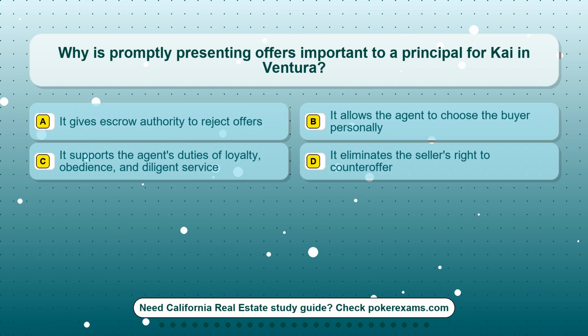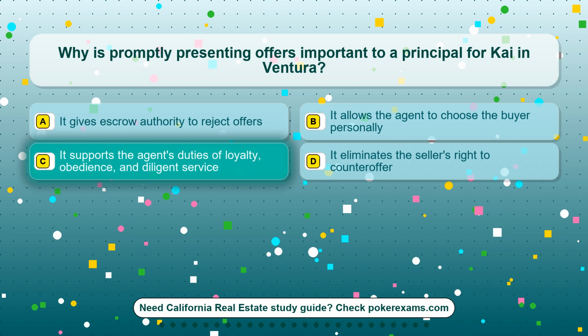Question 18. Why is promptly presenting offers important to a principal for Kai and Ventura? Option A, it gives escrow authority to reject offers. Option B, it allows the agent to choose the buyer personally. Option C, it supports the agent's duties of loyalty, obedience, and diligent service. Option D, it eliminates the seller's right to counteroffer.